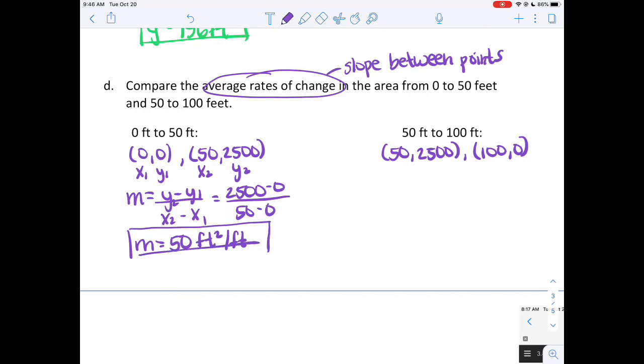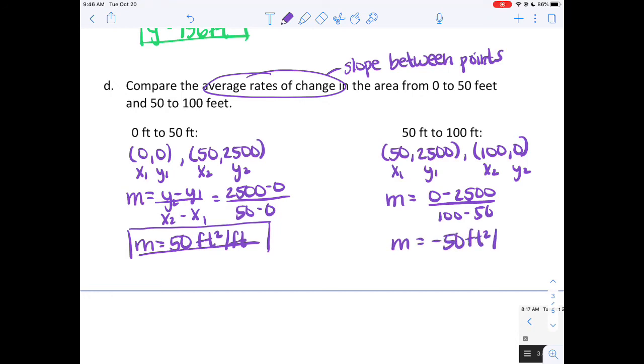We can do the same thing with 50 feet to 100, again identifying an x1, y1, x2, y2, and plugging into my slope equation. I'm going to have 0 minus 2500 divided by 100 minus 50, and that gives me a slope of -50 feet squared per foot.